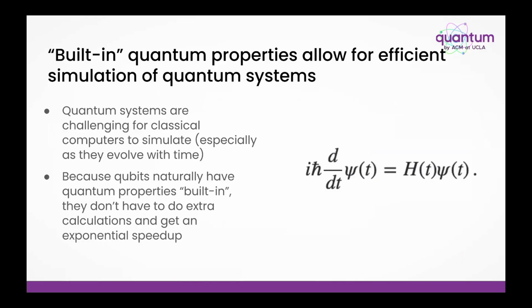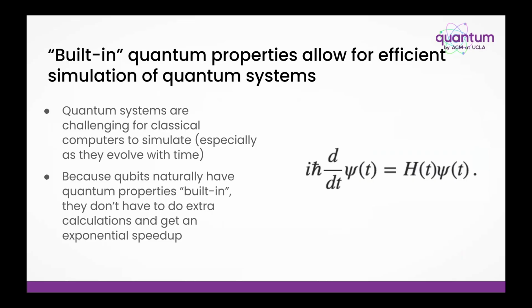Secondly, quantum computing is very, very good for simulating quantum systems. This is actually the original motivation that was proposed by the famous physicist Richard Feynman all the way back in like the 50s or 60s. The reason why is that quantum systems are very, very challenging for classical computers to simulate, especially as you try to simulate how they change with time.